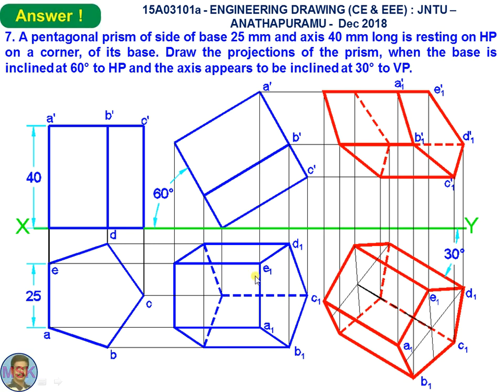So tilt this second top view and get the third and final top view such that either the axis or the vertical edges are inclined at 30 degrees to VP. So this is the final top view. Draw projectors and horizontal lines and try and complete the third and final front view. So this is the answer for the seventh question.